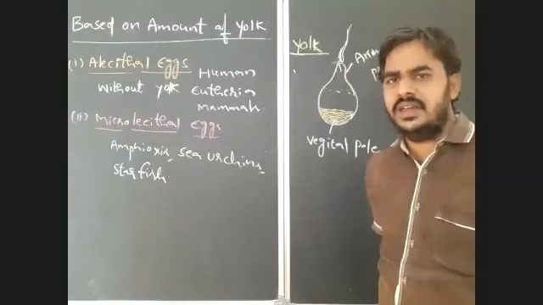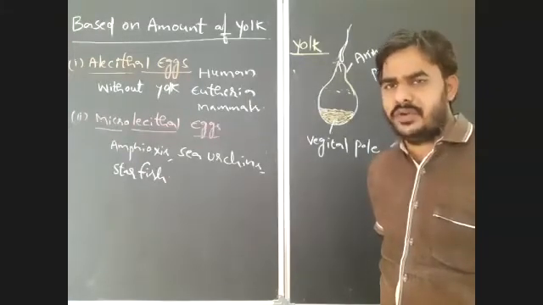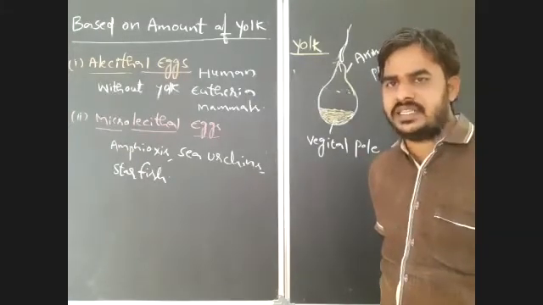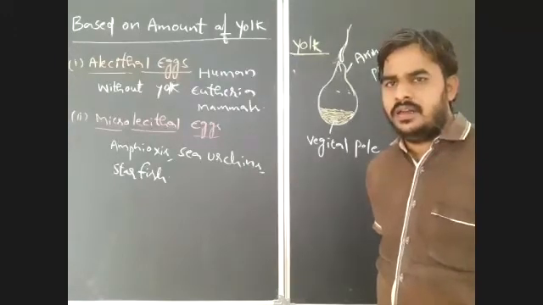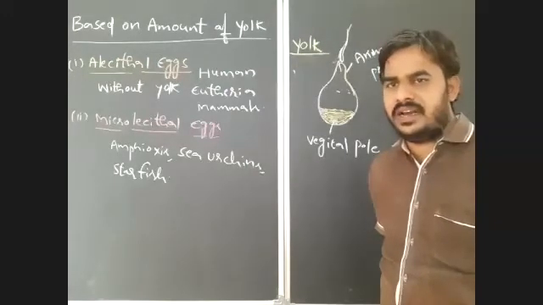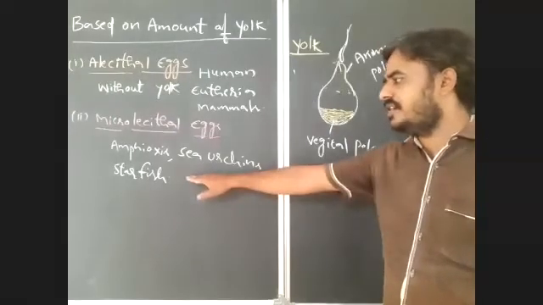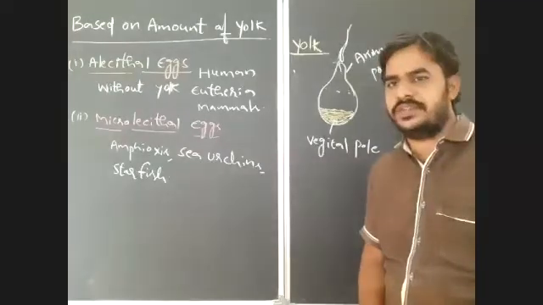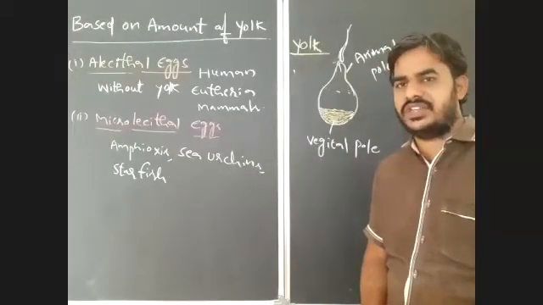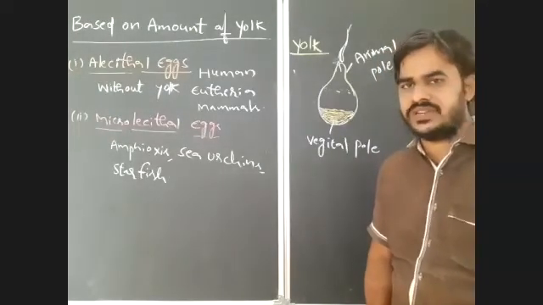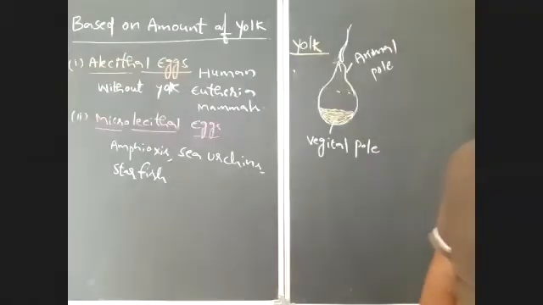The eggs with a very little amount of yolk are known as microlecythal eggs. What are the examples of this type of egg? In which animals can we notice this type? Amphioxus, sea urchin and starfish. In Amphioxus, sea urchin and starfish, we notice microlecythal eggs.